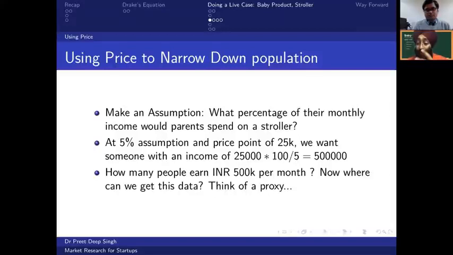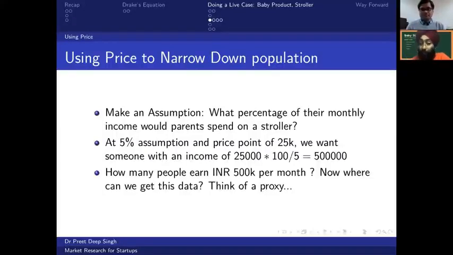If you can't get the exact number, think of a proxy number, right? So a proxy number here could be: what do people who earn 60 lakh rupees a year, what other things do these people do that I can trace?